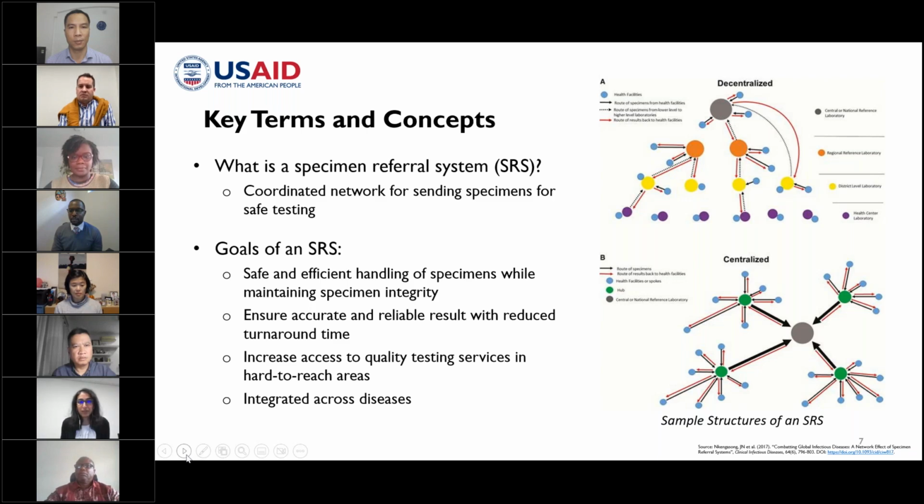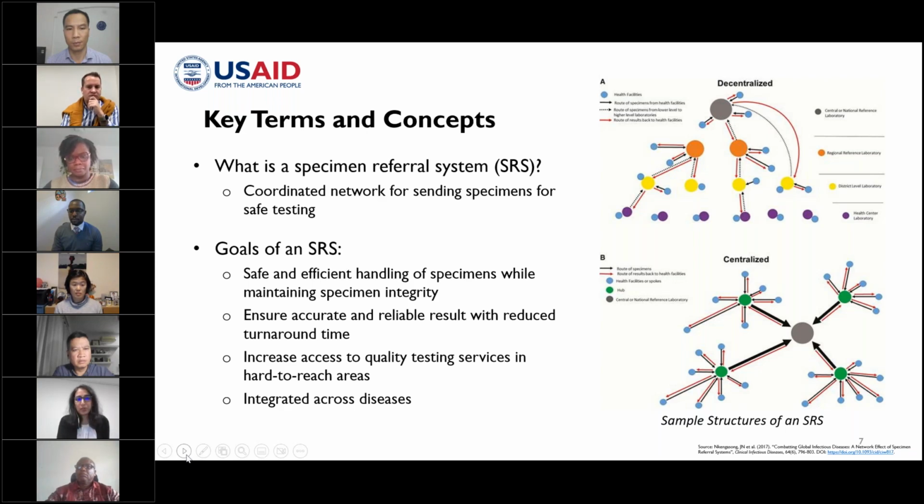Specimen referral systems can either be decentralized, as seen here in the top left diagram, with results routing back and forth within the tiered structure, or they can be centralized, as shown in the lower right diagram, with a hub and spoke model. The challenge is that centralized testing can be impeded by fragile specimen transport practices, which can then lead to increases in turnaround time. This figure came directly from an article by John Nkengasong and his colleagues in the Journal of Clinical Infectious Disease.